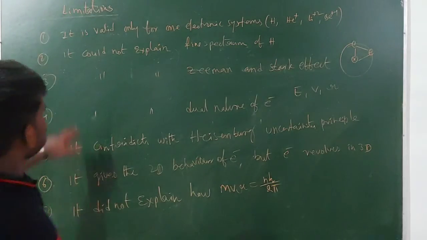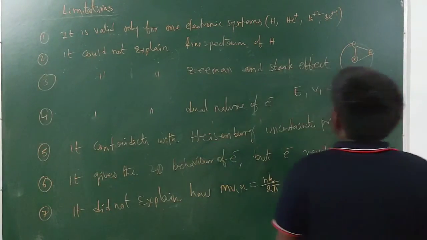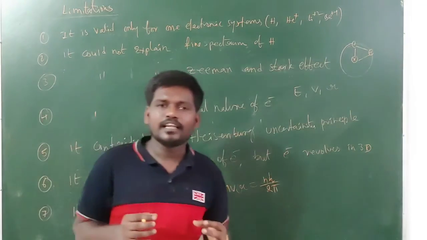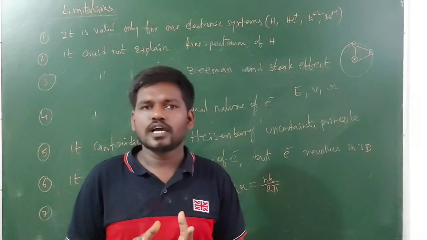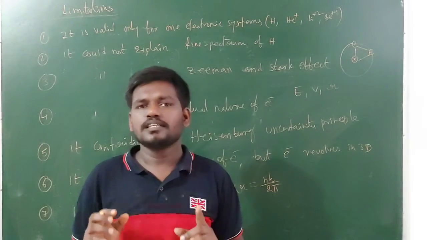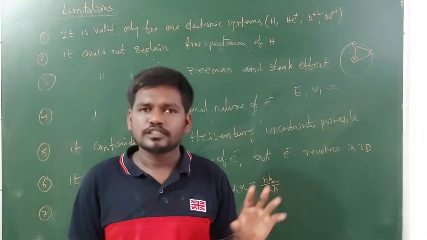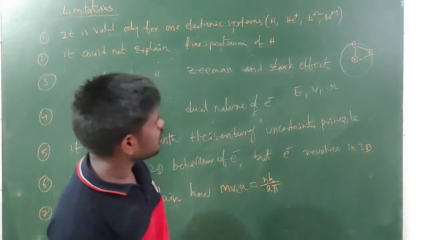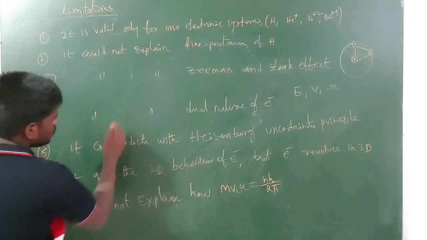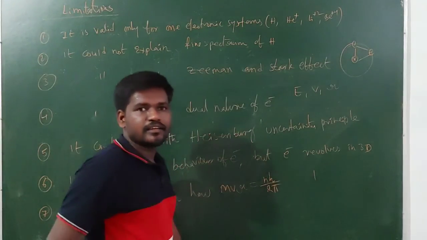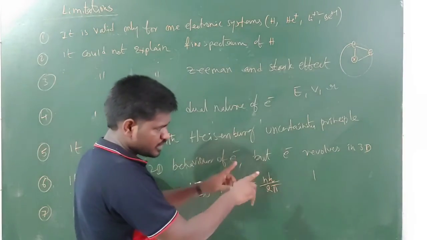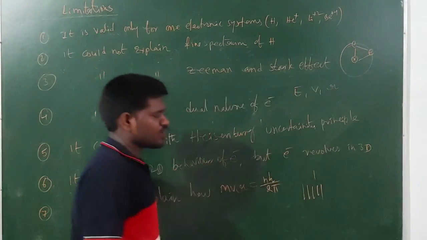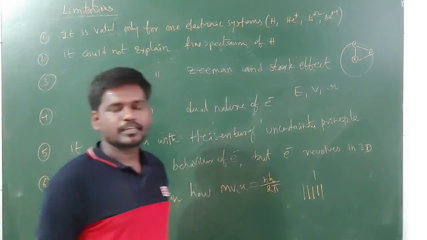Next one, it could not explain the fine spectrum of hydrogen. So now we know hydrogen forms a line spectrum. Those spectral lines, when they are observed by using a highly resolved spectroscope, each line splits into a group of lines. That splitting of a single line into a group of lines is known as fine spectrum. For example, this is one spectral line in the hydrogen atom. When you see this spectral line using a highly resolved spectroscope, it is present as a group of lines, which is known as the fine spectrum of hydrogen.